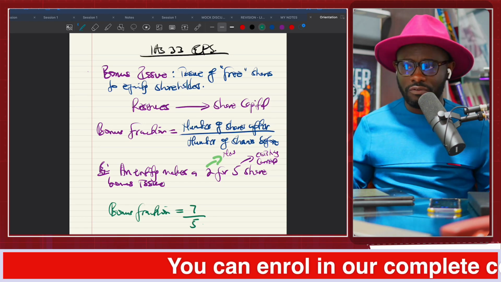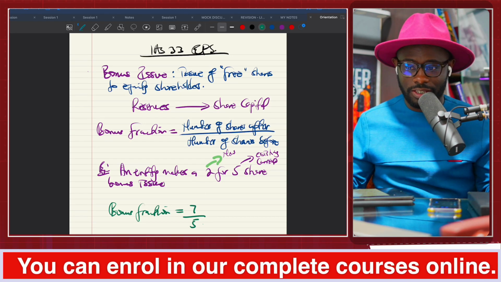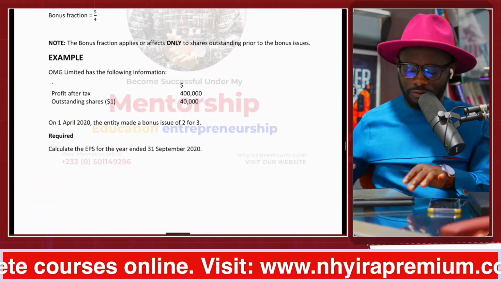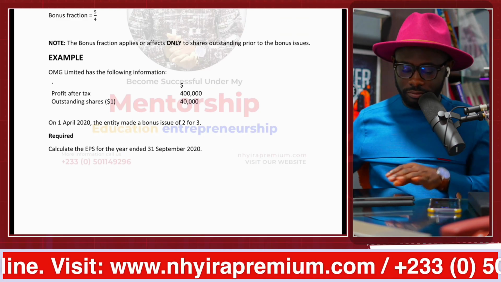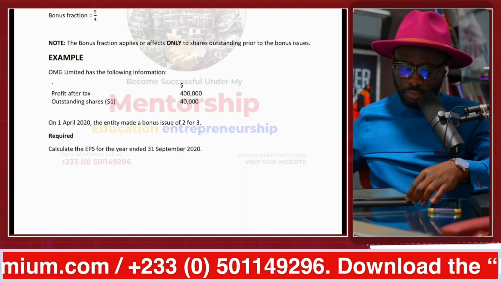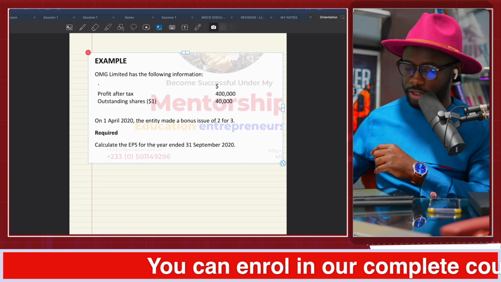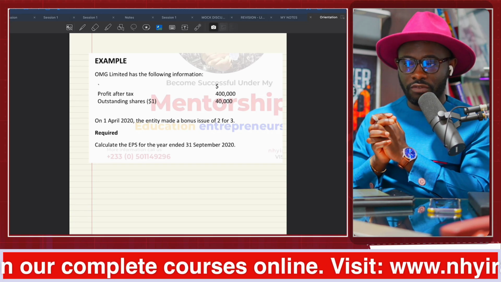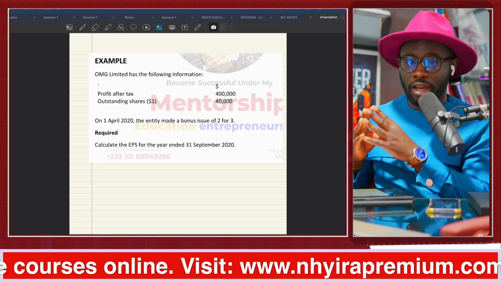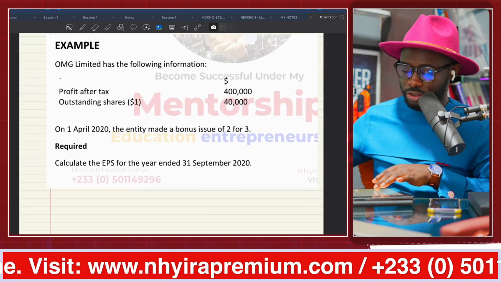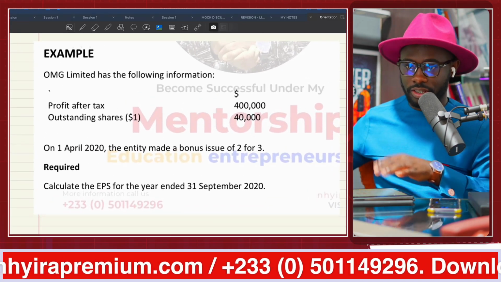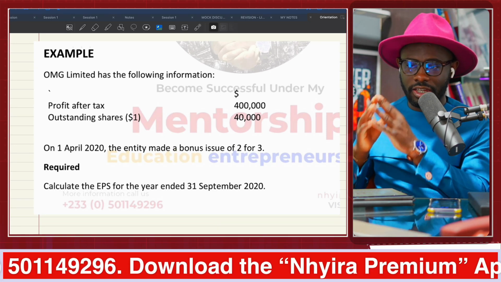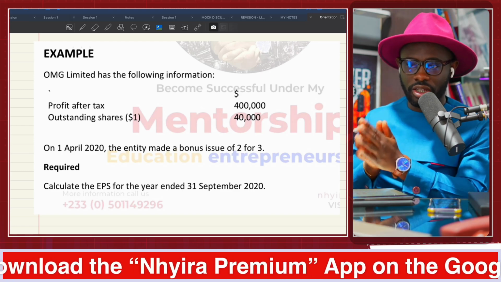So let me bring up a very simple question as well, and then let's see what we can do. I'm taking this question from my book in financial reporting or corporate reporting. So what do we have? Let's see a very simple illustration here. The requirement is very simple. It says calculate, let's zoom that out a little bit so that you can see it well. Calculate the earnings per share for the year ended 31st September 2020.